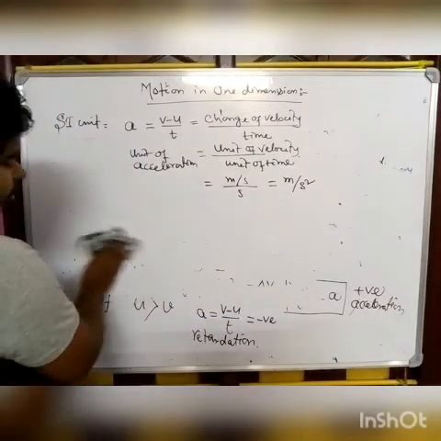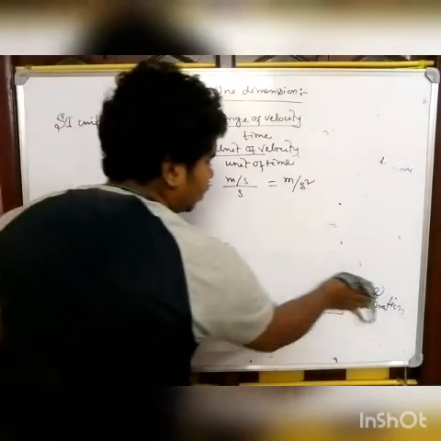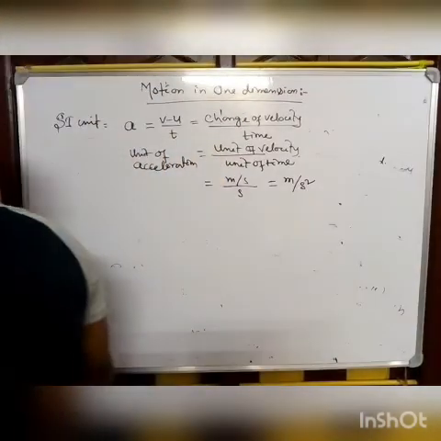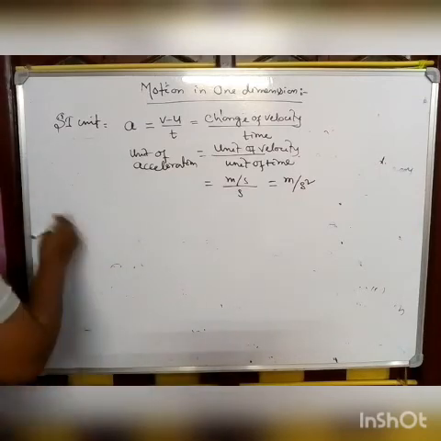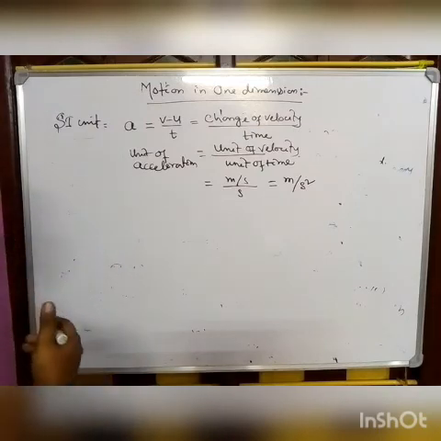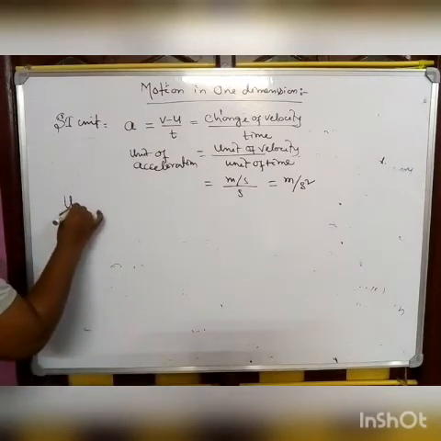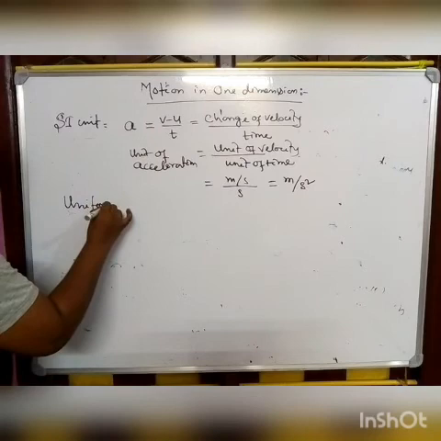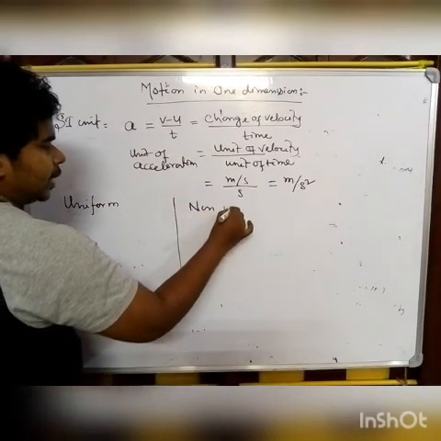Now we are going to learn a very common thing, and then the first part of this chapter will be completed, and that one is the types. What are the types of acceleration? Like your velocity, like the previous one, here also there are two types of acceleration: uniform and non-uniform acceleration.